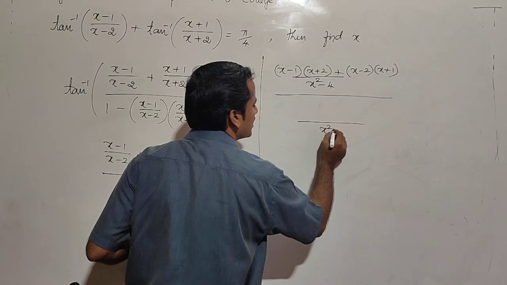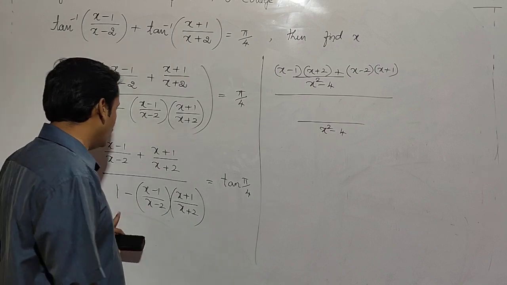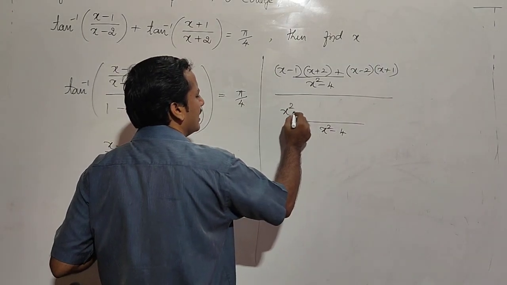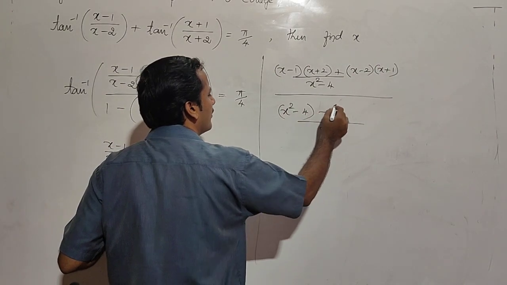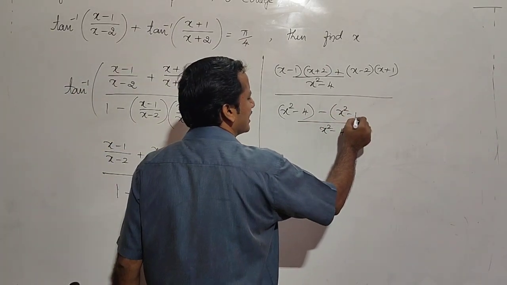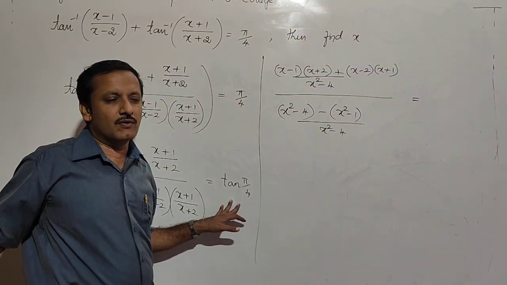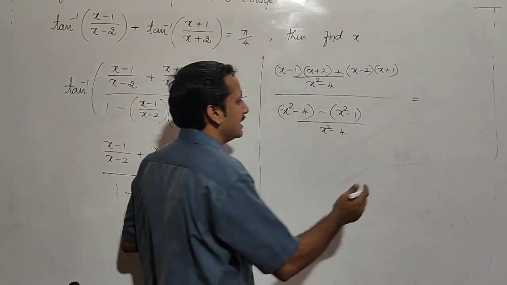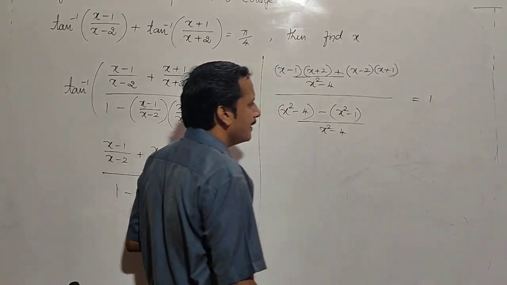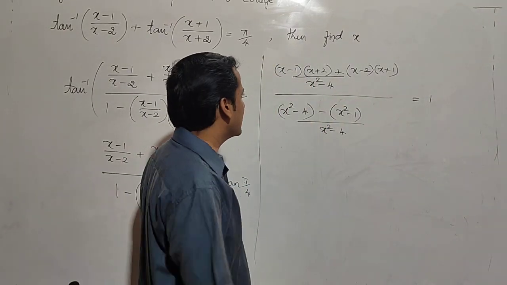LCM is x plus 2 into x minus 2, which is x square minus 4. So this numerator will become x square minus 4 minus of x minus 1 into x plus 1, which is x square minus 1. On RHS, we have tan pi by 4. Tan pi by 4 is equal to 1. Okay. Now, this x square minus 4 gets cancelled.